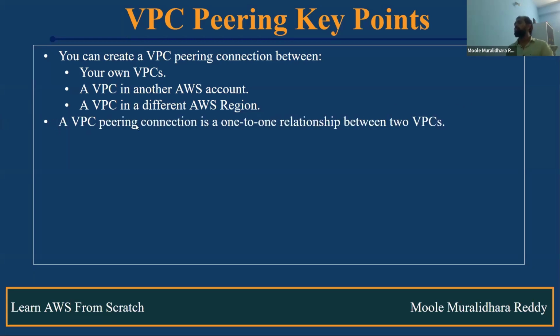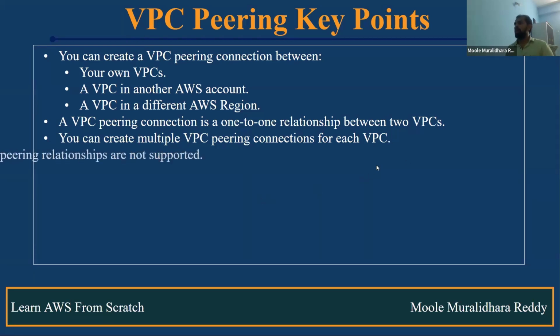Also, a VPC peering connection is a one-to-one relationship between two VPCs. Let's take an example: you have A, B, and C. If you set up A to B and A to C, it does not give access from B to C. It is a one-to-one relationship only. You can create multiple VPC peering connections for each VPC. For a single VPC, we can create multiple peering connections.